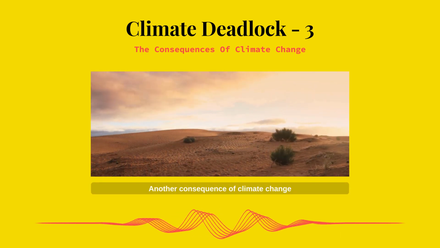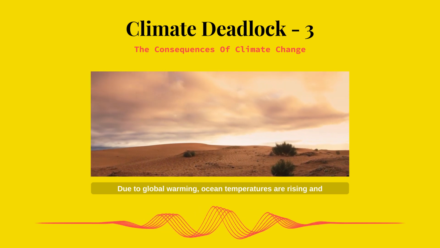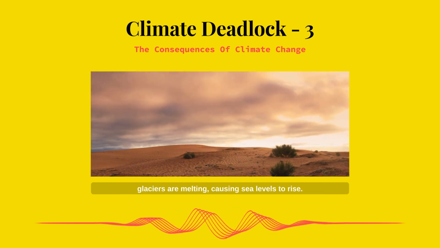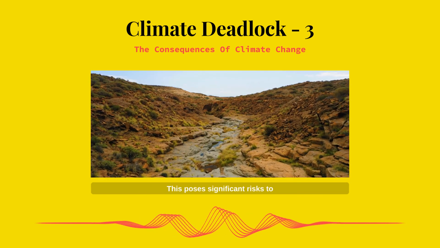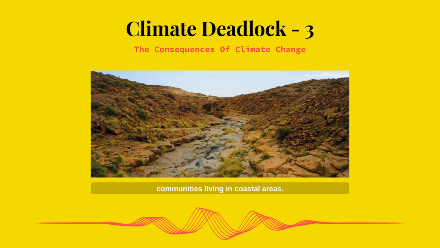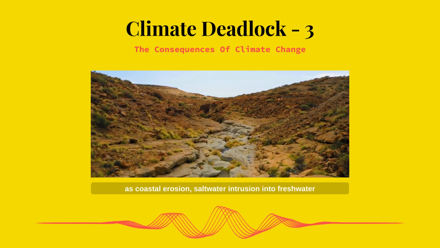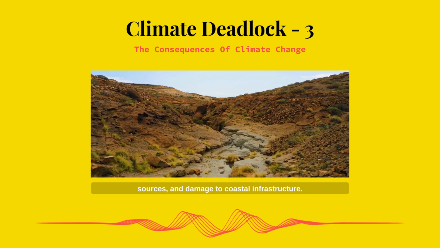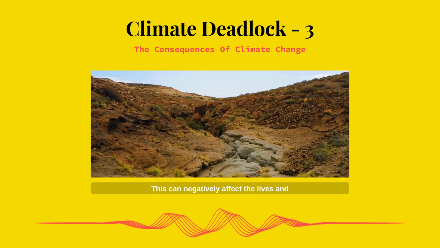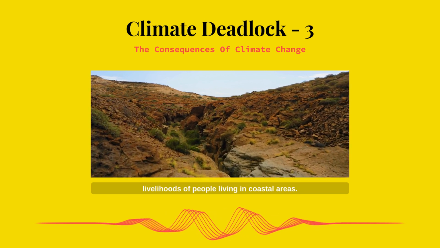Another consequence of climate change is sea level rise. Due to global warming, ocean temperatures are rising and glaciers are melting, causing sea levels to rise. This poses significant risks to communities living in coastal areas. Sea level rise leads to problems such as coastal erosion, saltwater intrusion into freshwater sources, and damage to coastal infrastructure. This can negatively affect the lives and livelihoods of people living in coastal areas.